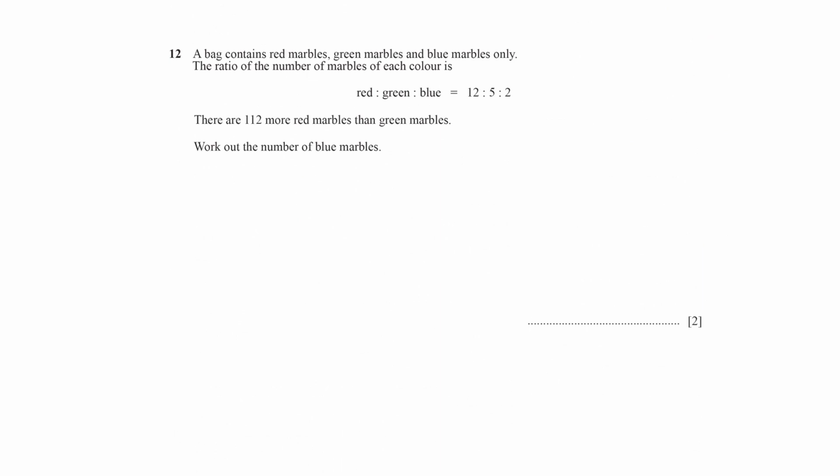Okay. A bag contains red marbles, green marbles and blue marbles only. The ratio of the number of marbles of each color is given by red is to green is to blue. That's given as 12 is to 5 is to 2. There are 112 more red marbles than green marbles. That means the difference between the red marbles and green marbles is 112, right? We have to calculate the number of blue marbles. Okay. So let's say the total number of marbles is X.